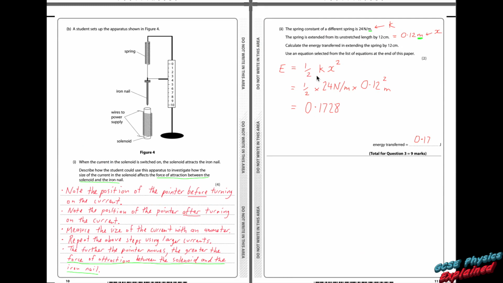So E equals a half kx squared, so that's a half times by the 24 newtons per metre times by 0.12 squared. Make sure you square the 0.12 first, then multiply it by that and then that, and the answer should come out as 0.1728. So I've just popped it down at 2 decimal places.